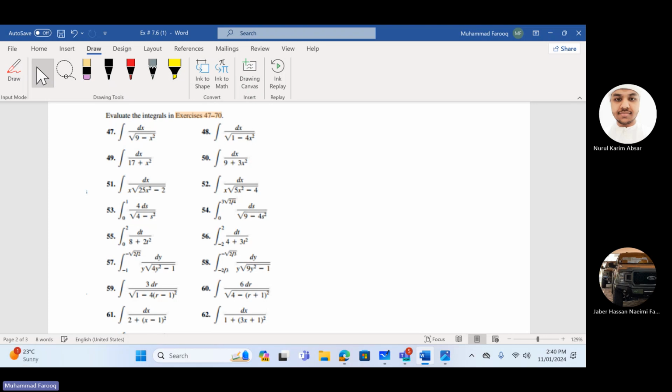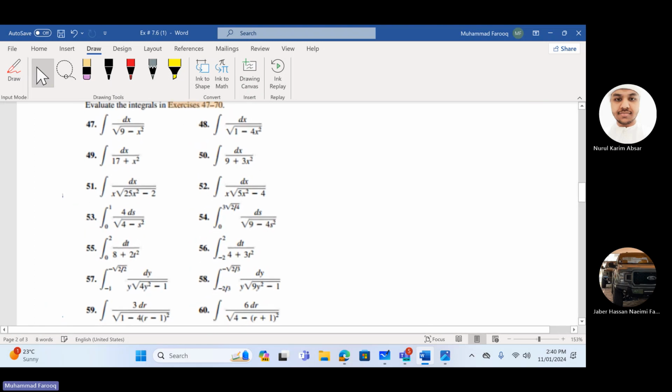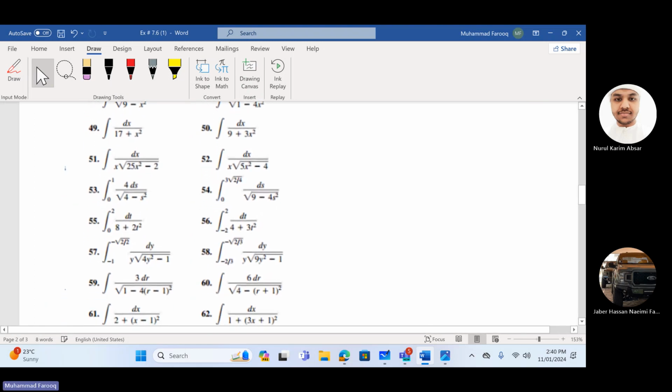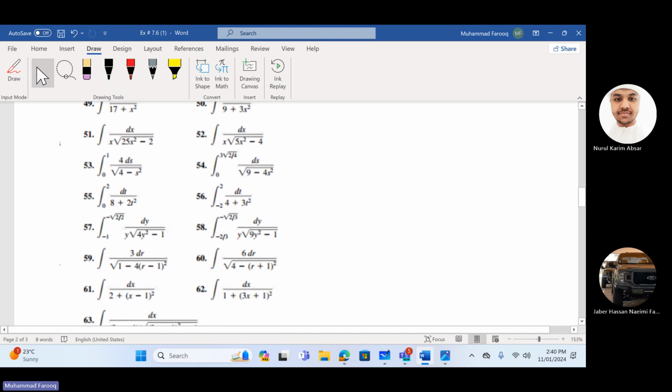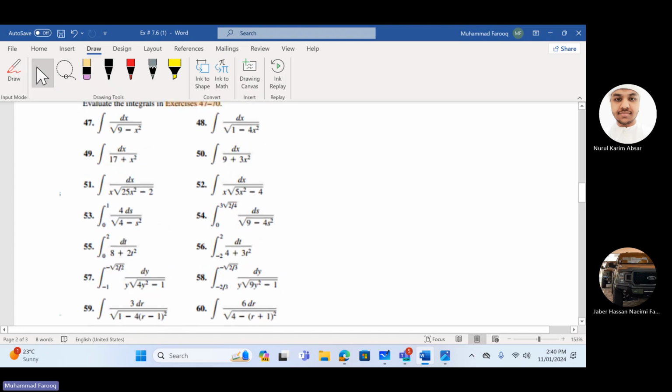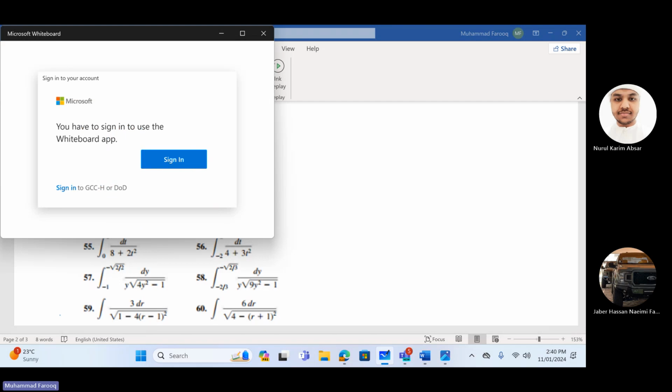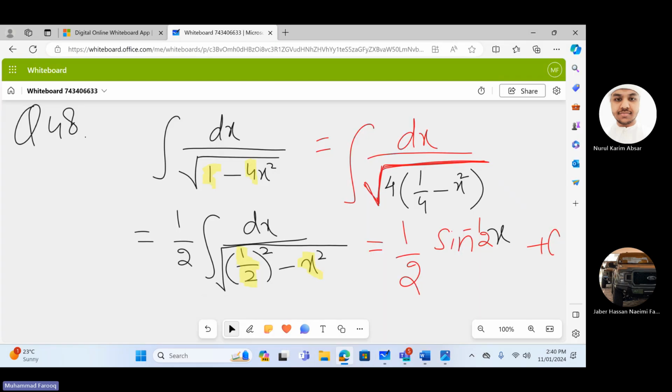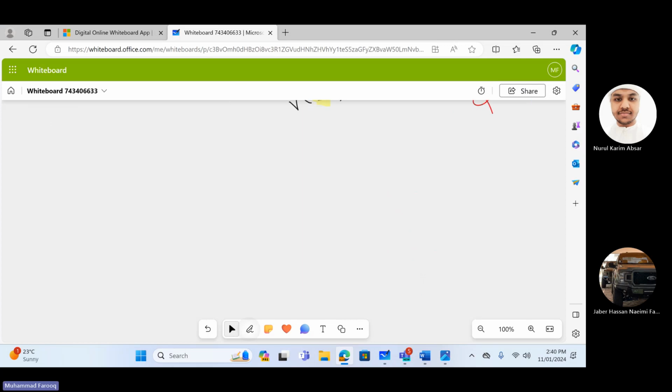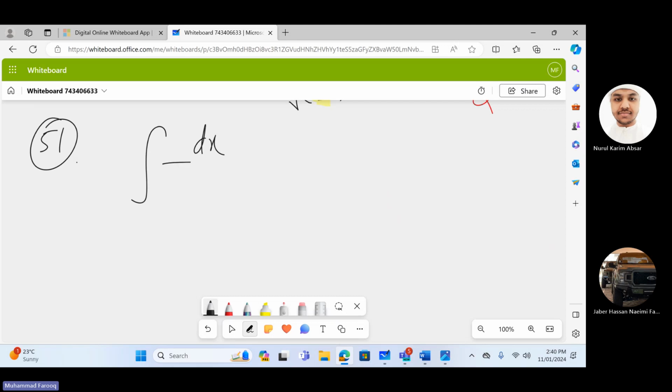Okay, 51, please. Let me see if I get some definite integral. Okay, we can go to 51, please. 51. Integrate dx divided by x times the square root of 25x squared minus 2.